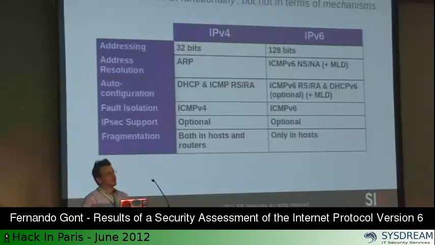When it comes to fault isolation, of course being the property of the network, or the ability of the network to report problems to the nodes sending packets, it's done with ICMP in the IPv4 case, and it's done with ICMP version 6 in the IPv6 case.